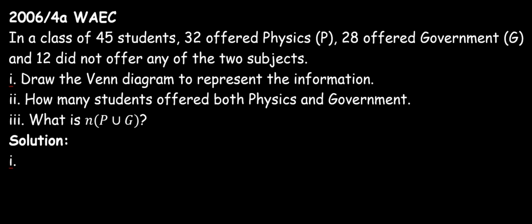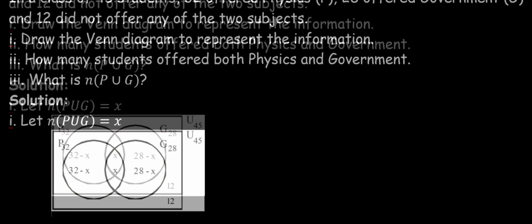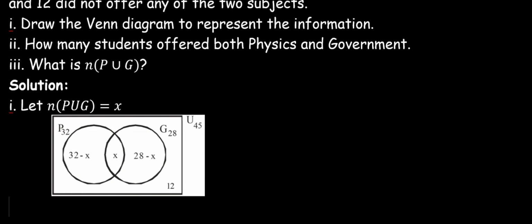Solution. Let the number of P intersection G be equal to x. Then we can represent the given information by a Venn diagram as shown below. Now, if you look very carefully, you will see P, already the letters were represented from the question. So P, which is physics, is 32. G, which is government, is 28. And the universal set, we are told, is 45 students.